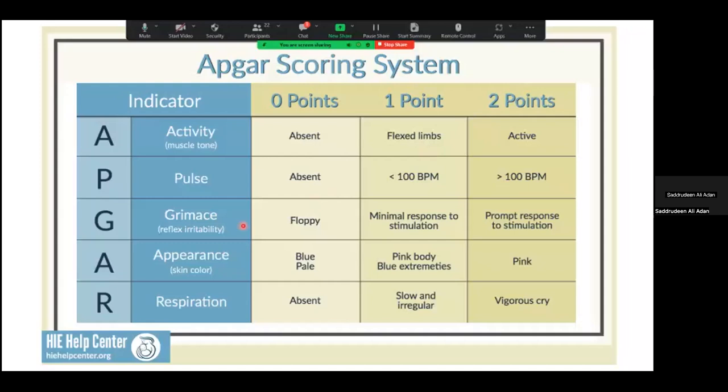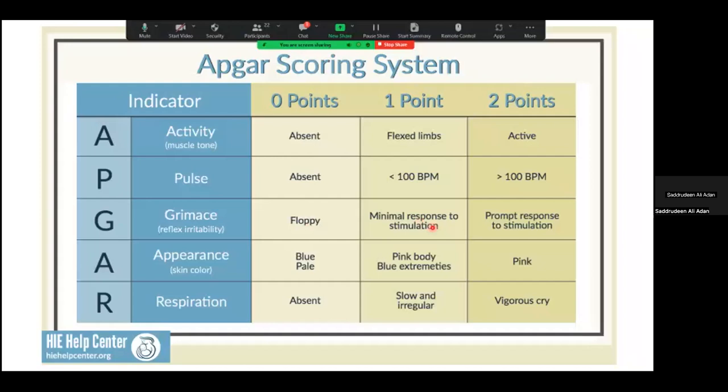For the grimace, or reflex irritability: if the baby is floppy, when you try to grab the baby by the armpits, the baby just slides past. If you try to stimulate a floppy baby with no response, that's 0. If there's minimal response to stimulation, you give 1 point. And if there's active response to stimulation, you give 2 points.